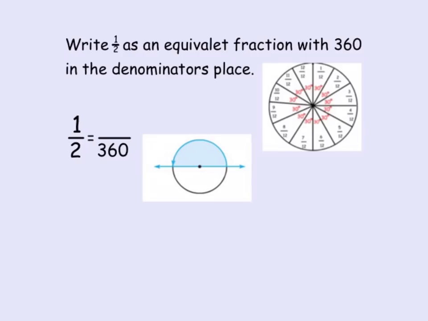Our next slide is not in your notes, boys and girls, so just make sure you're watching the screen as I demonstrate a few things for you. This says write 1/2 as an equivalent fraction with 360 in the denominator's place. So over here, I've gone ahead and written our equivalent fraction. 1/2 is equal to something 360ths. So we have to determine what goes in our blank here.